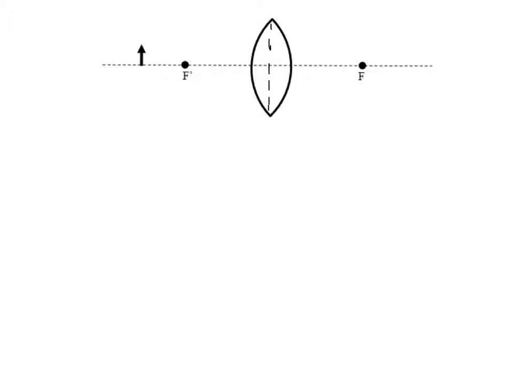So the first ray starts out at the top of the object and just runs parallel to the axis until it hits that point. And then after it refracts through the lens, it passes through the primary focal point on the other side. So it's going to go down like that. The second ray, which is the F ray, initially goes through the F prime, the secondary focal point. So we'll draw a ray like that.